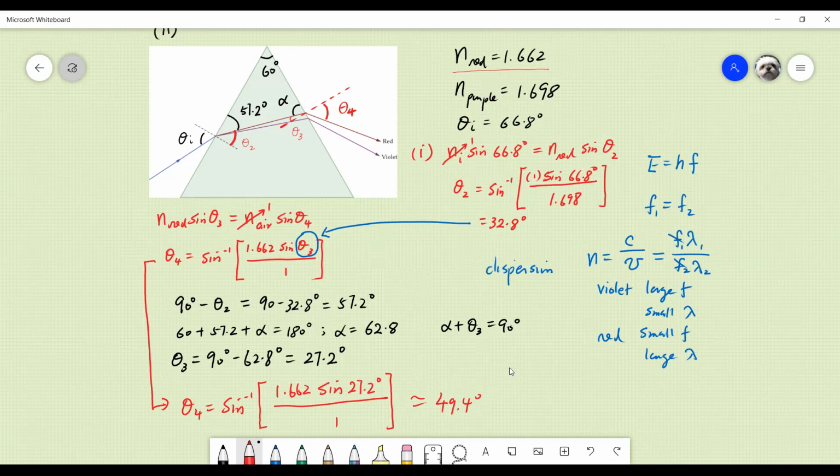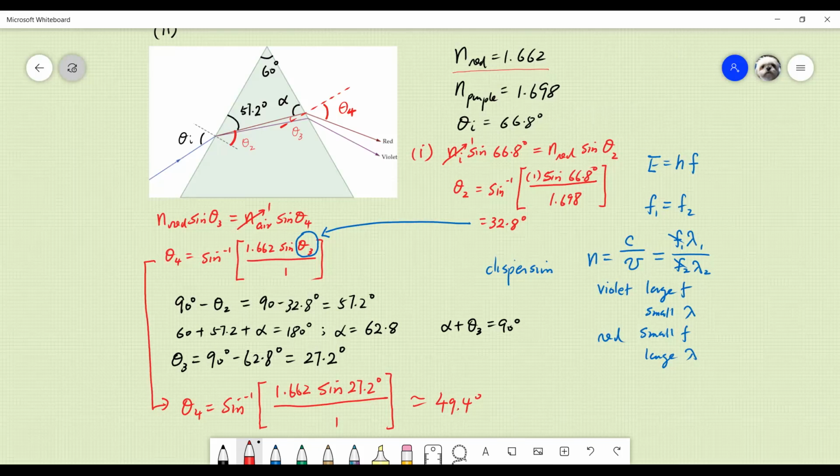Now you should be able to do the purple light. The way you do it is you substitute the different value, so instead of n here it will be n purple, and so forth. Just follow what I'm doing, but make sure that you substitute the right index of refraction for the purple light.